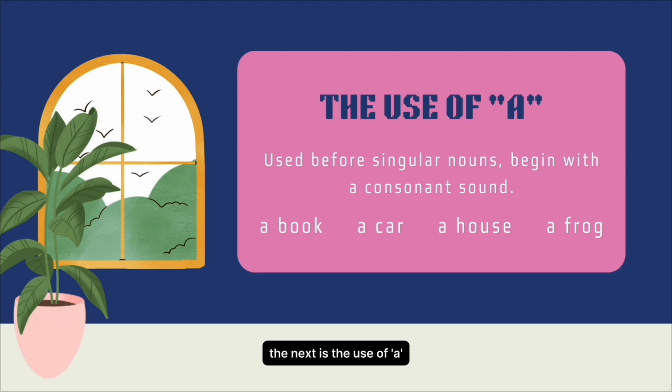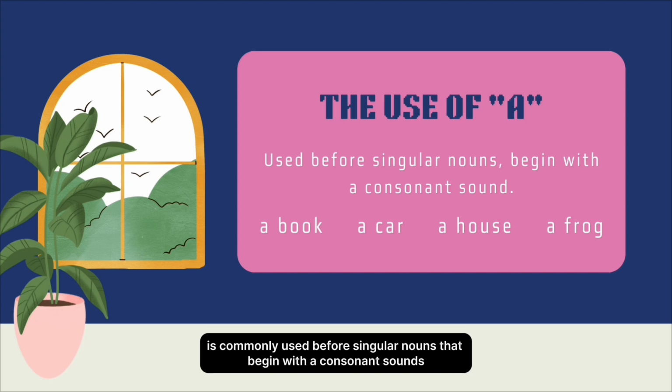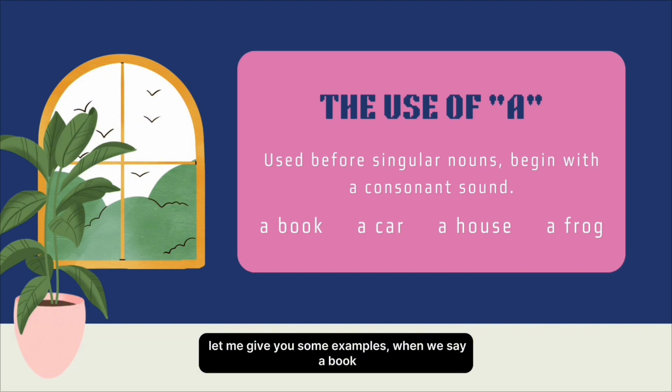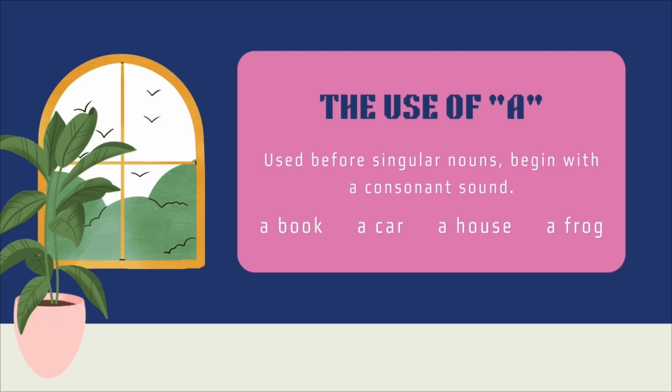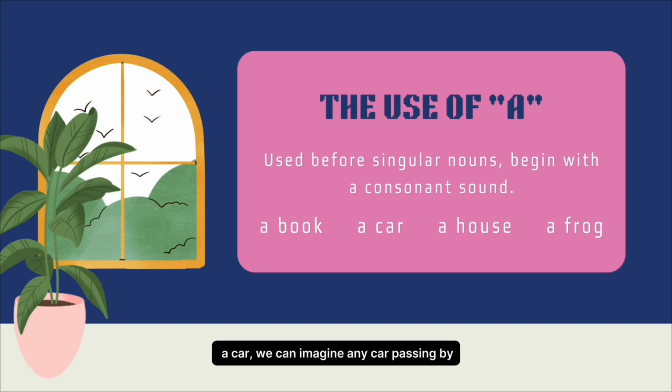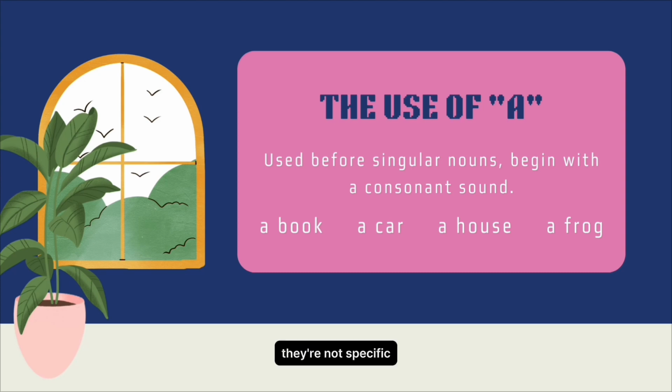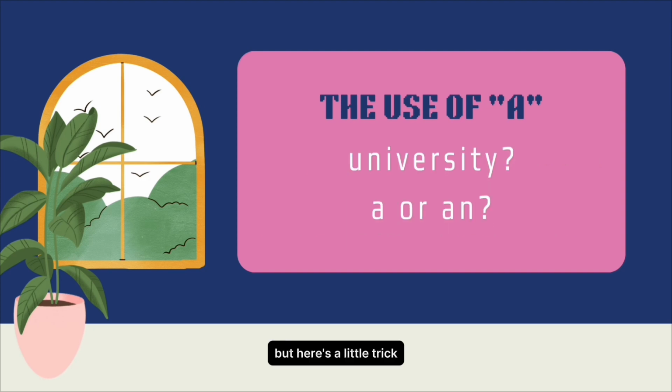The next is the use of a. The article a in English is commonly used before singular nouns that begin with a consonant sound. Let me give you some examples. When we say a book, it could be any book on the shelf, not a specific one. A car, we can imagine any car passing by, not a particular model. And then the same goes for a house and even a frog. They're not specific.